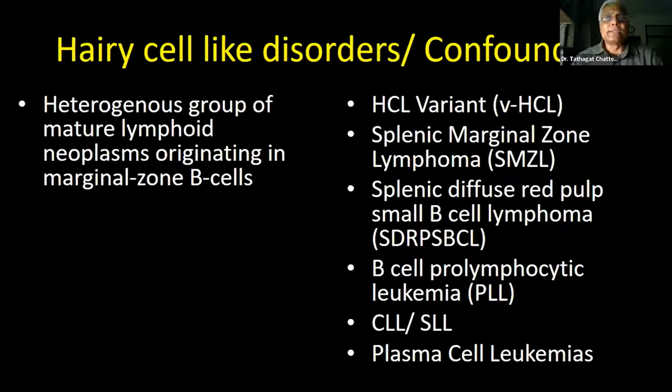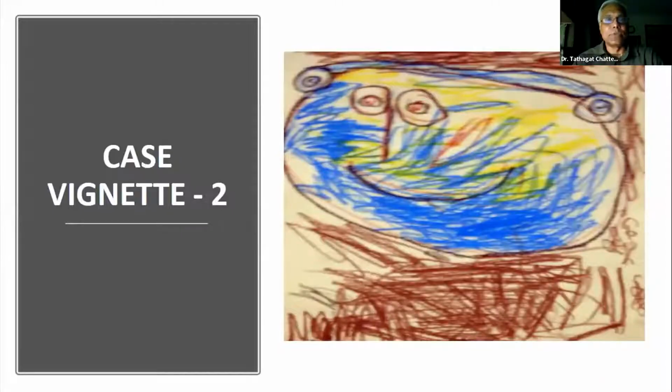Now, in the hairy cell-like disorders, we have hairy cell variant, SMZL discussed. We have a new entity called SDRPL, that is splenic diffuse red pulse small B-cell lymphoma. The B-PLL, which is now known as the leukemic phase of mantle cell lymphoma, and this entity is now discarded from the latest WHO proposed 2022 classification. The CLL, SLL will always mimic, and of course, the plasma cell leukemias.